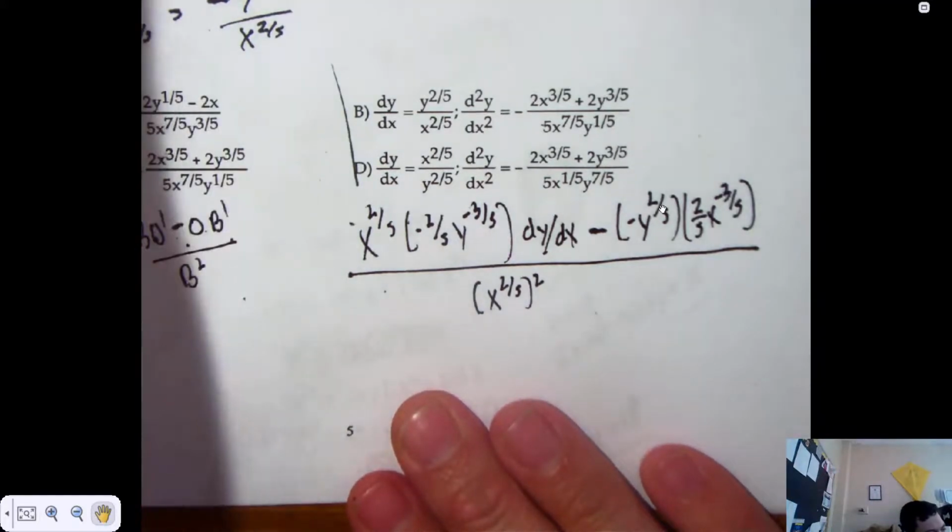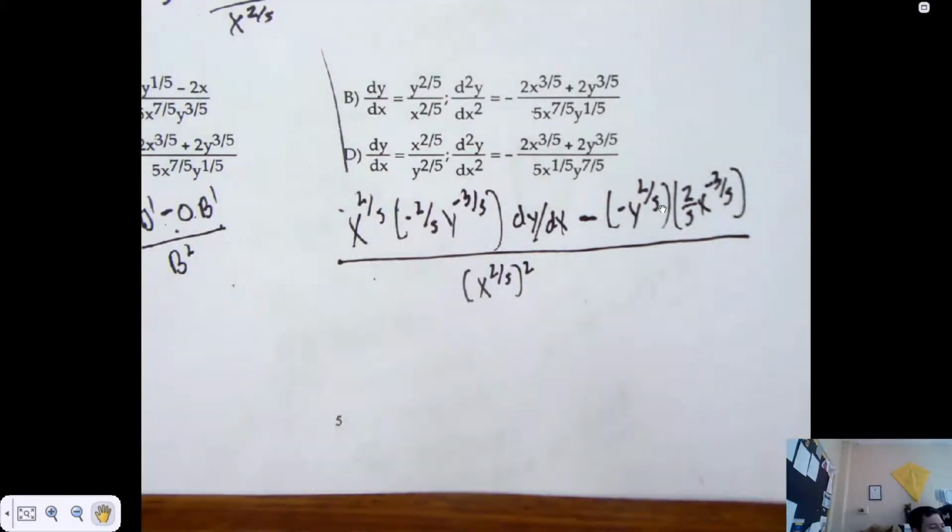If I was a kid, I'd be pretty intimidated by that thing. I won't lie, that thing would scare the crap out of me. That's fraction, fraction, fraction, fraction, fraction, fraction, fraction. It's nothing but fractions.